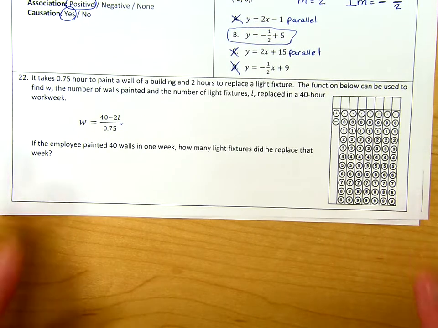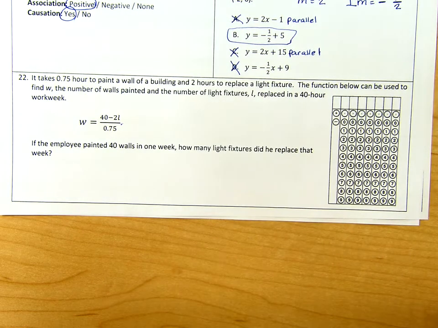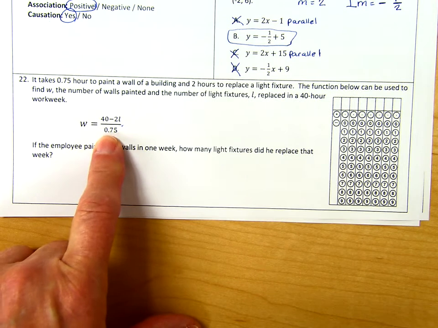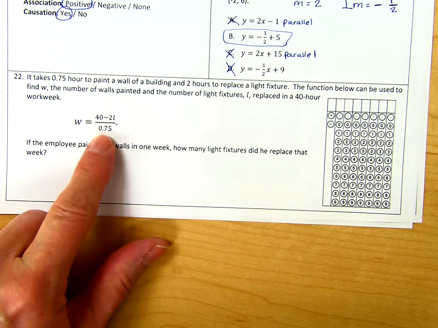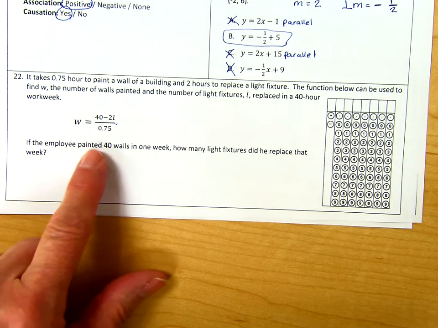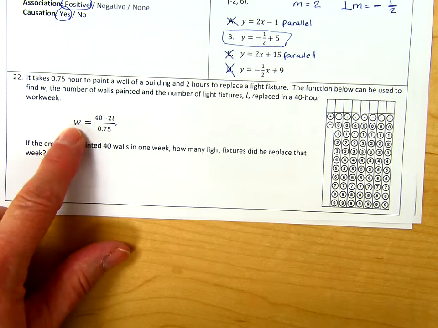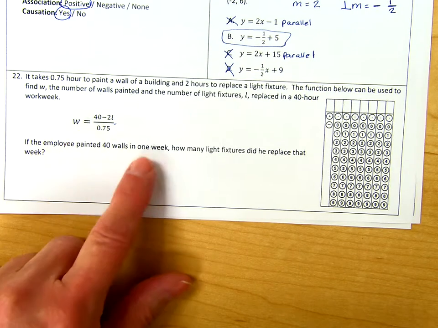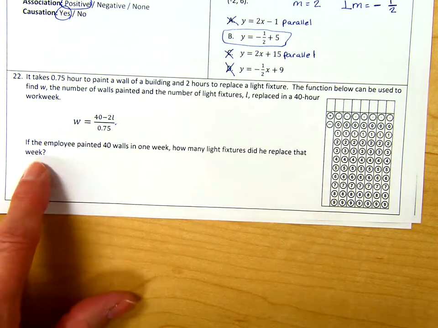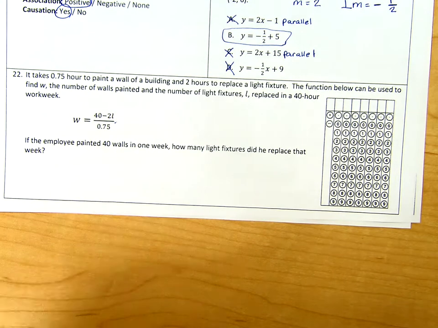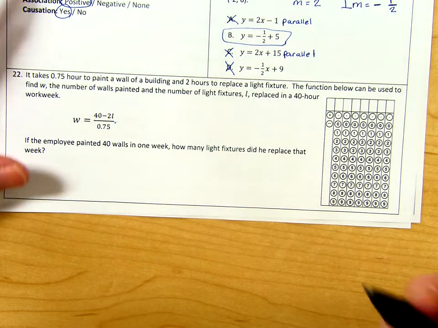Okay, so it takes 0.7 hours to paint a wall, 2 hours to replace a light fixture. The function below can be used to find W, the number of walls painted, and the number of light fixtures replaced in a 40-hour work week. If the employee painted 40 walls, well, W is our number of walls. He did that in 1 week. How many light fixtures did he replace that week? So basically we are solving for L when we know what W is.